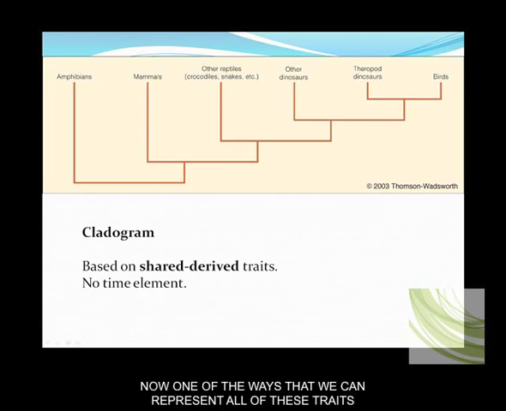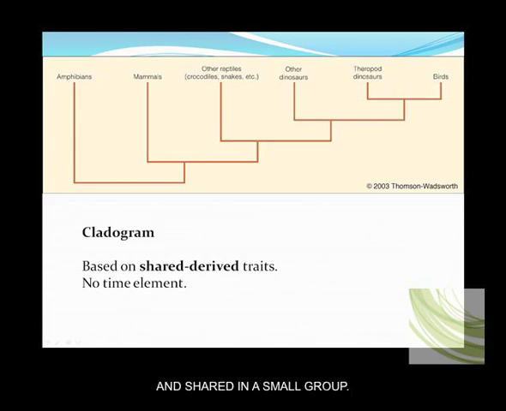Now, one of the ways that we can represent all of these traits and all of these classifications that we're coming up with is in a cladogram. A cladogram is based on shared derived traits. That means traits that are new or different from the ancestor and shared in a small group. In fact, when they do share a trait, we can know that they shared a branching event together.